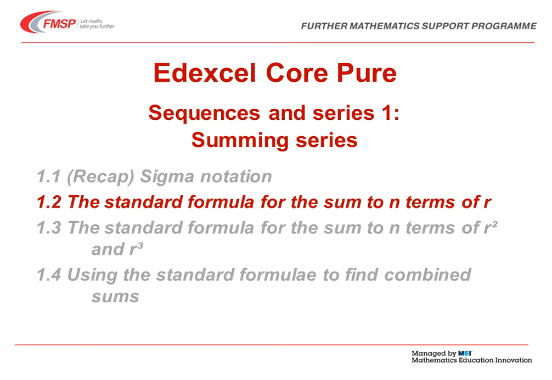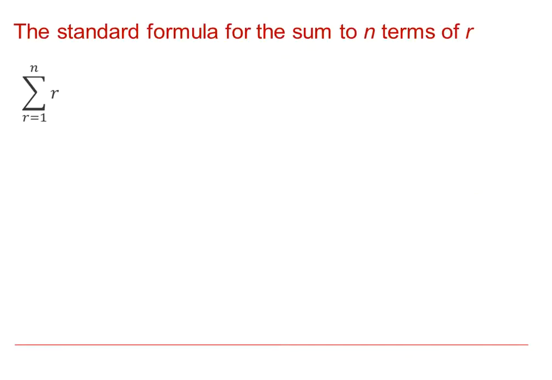EDX Core Pure, Sequences and Series 1, Summing Series, looking at the standard formula for the sum to n terms of r. So how do we find the sum of terms called r, starting at r equals 1 and finishing at n? We're just going to look at a couple of features of this. So what does this summation look like?